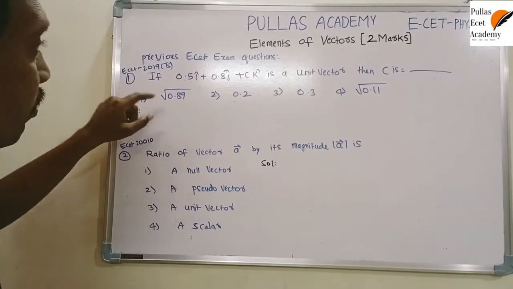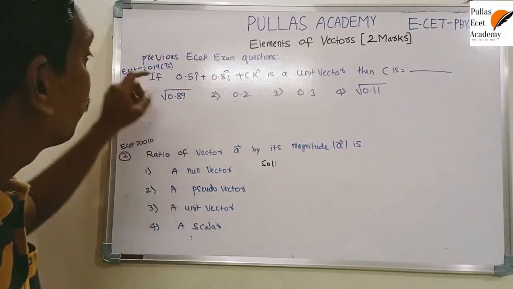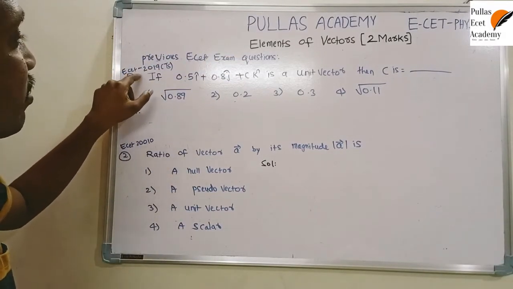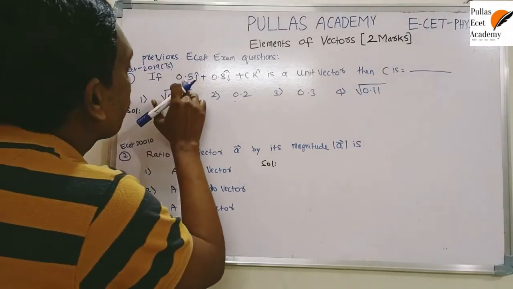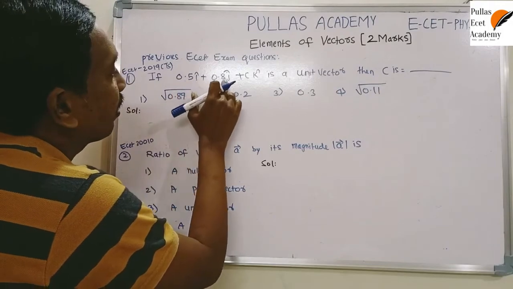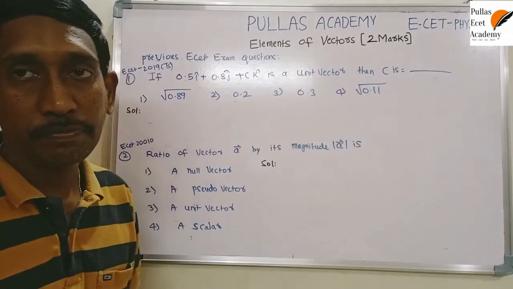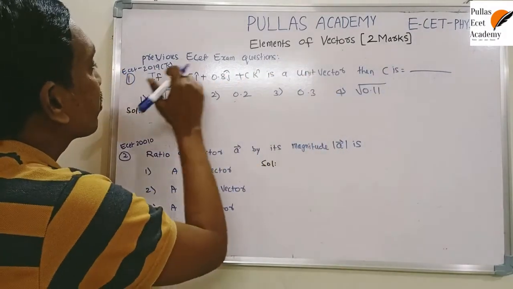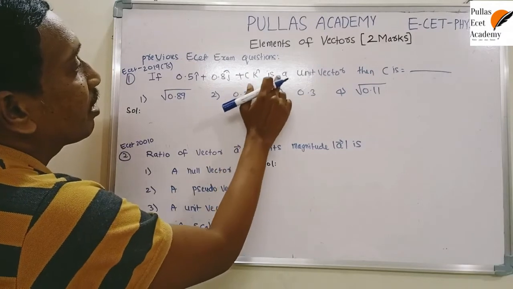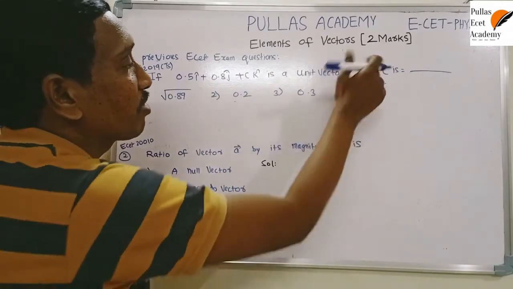Now we are going to discuss some previous ECET exam questions. The first question was repeated in the ECET 2019 TS paper. If 0.5 i cap plus 0.8 j cap plus c k cap is a unit vector, then what is c? Here the complete given vector is a unit vector. Then what is the value of c?